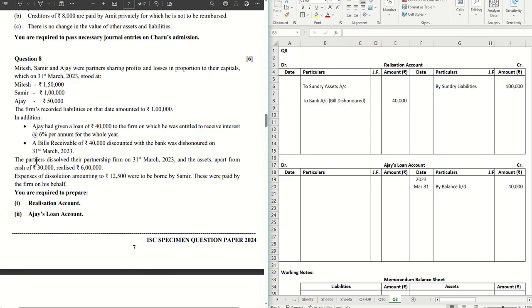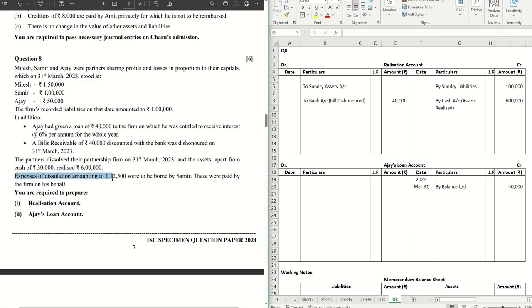The partners dissolved their partnership firm on 31st March 23 and the assets apart from cash of 30,000 realized 6,00,000 rupees. So cash we had 30,000. If you are preparing the bank account, then this would have gone as to balance BD there, but we have the assets realized 6,00,000. So in our realization account, we can write by bank account or by cash account. Let's write cash because we have a cash balance. Assets realized 6,00,000.